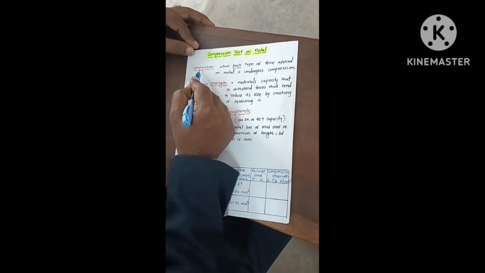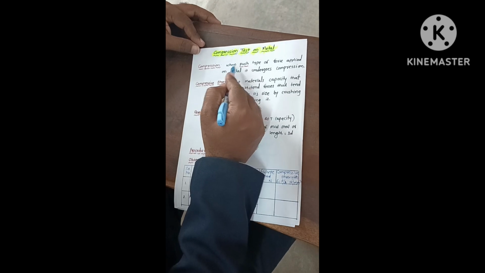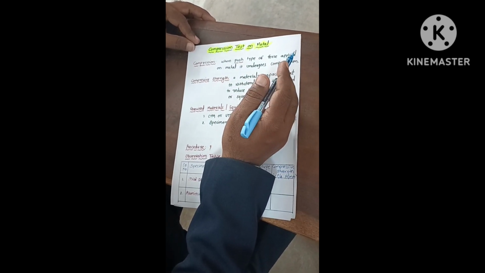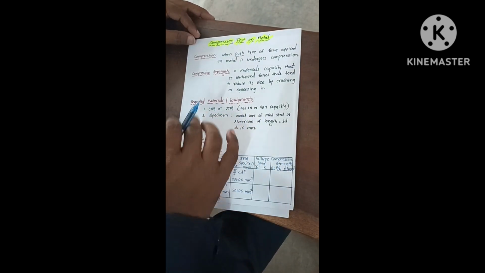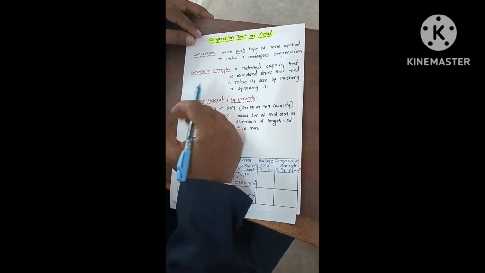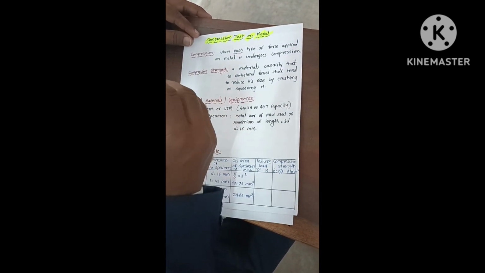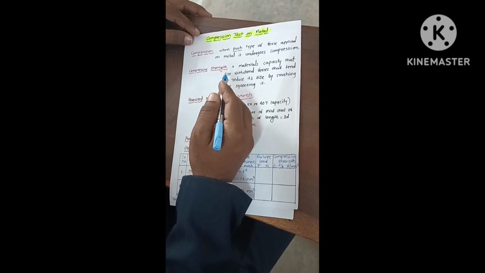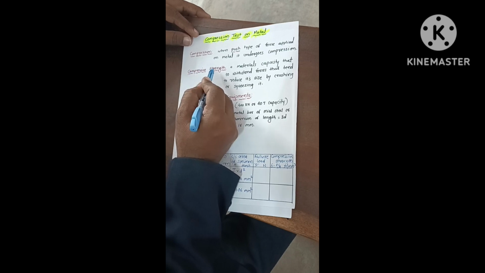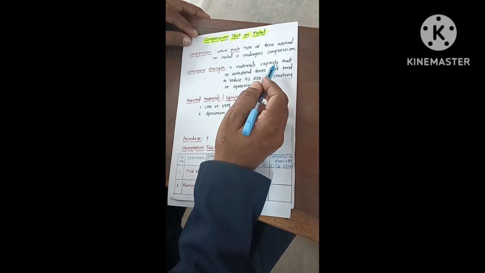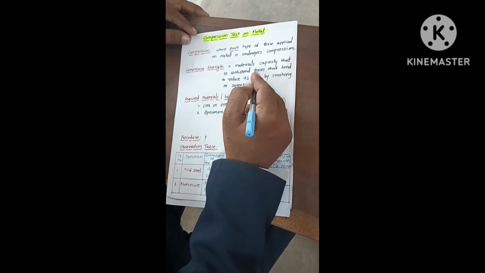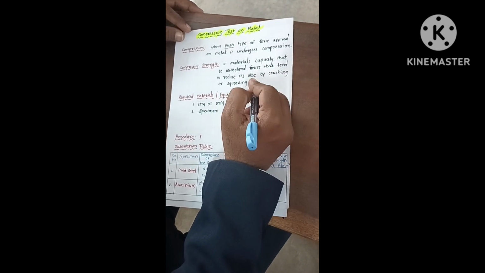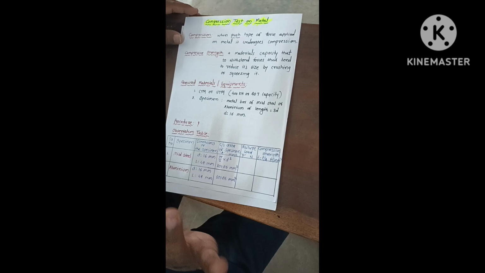First of all, compression. What is compression? When a push type of force is applied on metal, then it undergoes compression. Also, all of you know some metal and bar have strength. What is strength? The maximum stress carrying capacity of any metal or bar is nothing but the strength. Here we will see the compressive strength: a material's capacity to withstand forces that tend to reduce its size by crushing or squeezing it is nothing but the compressive strength.